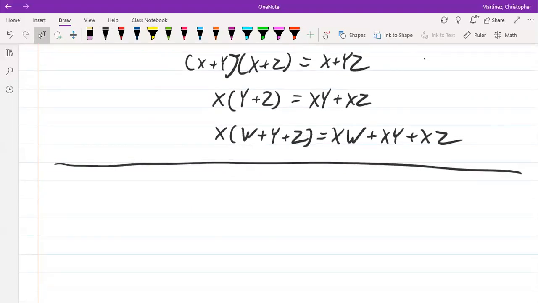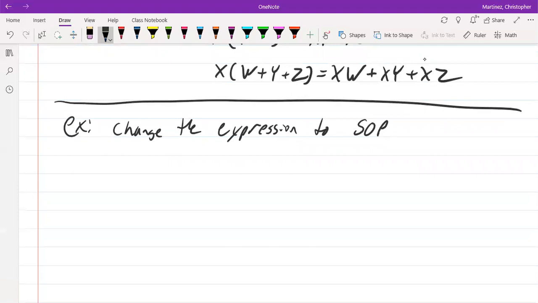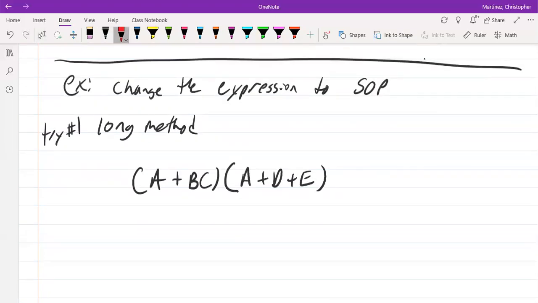Okay, so there are different ways you can go about doing it. Let's say for example we want to change an expression to sum of products. Try number one. I'm going to show you that you can go a long method. So the expression we're going to have is A plus BC, ANDed with A plus D plus E. Okay, so let's say this is the equation that I want. The first thing I'm going to do is go the long method. I'm going to take this to be X. I'm going to take this one to be W. And take that to be Y. And take this E to be Z.